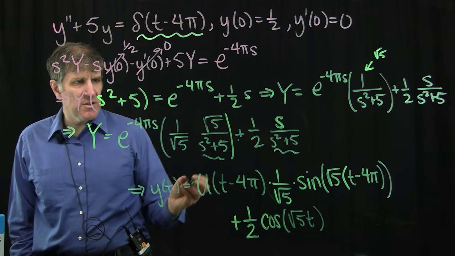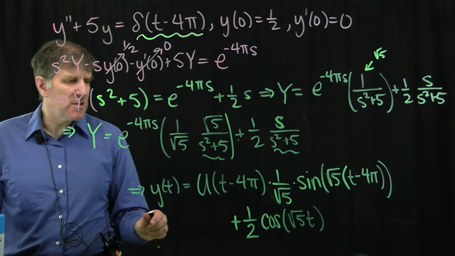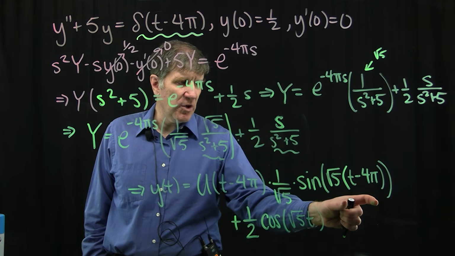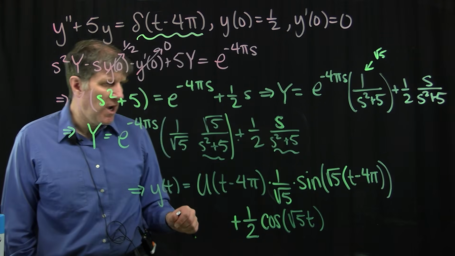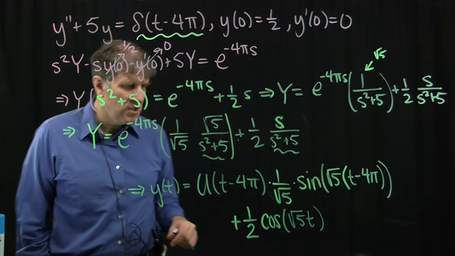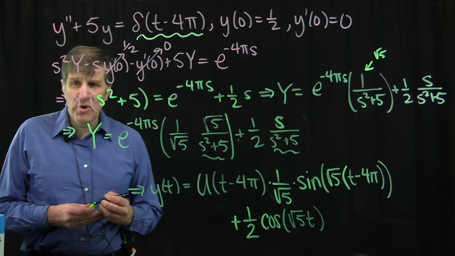So you can see the difference. On the term that was multiplied by the exponential, I get the step function plus a shifted version of my inverse. Instead of t, it's t minus 4 pi. On the other one that wasn't multiplied by the exponential, it's just the cosine. I just invert it as I normally would.